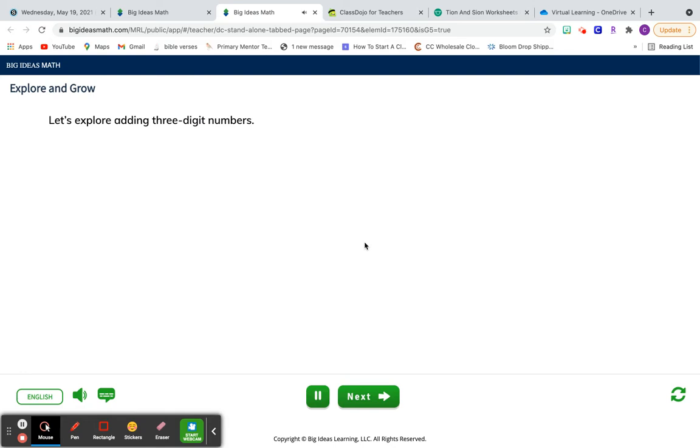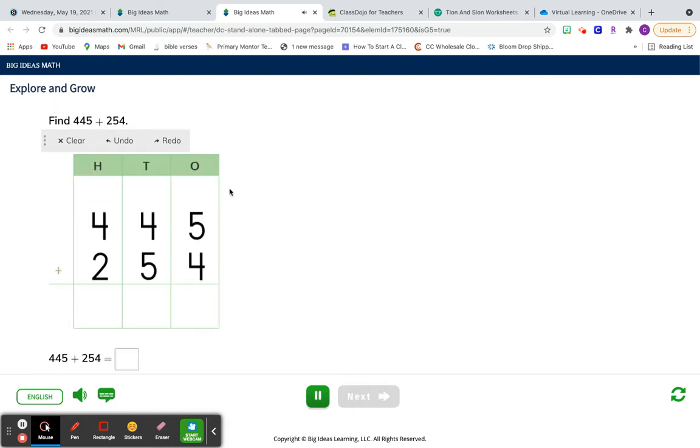Let's explore adding three-digit numbers. Find 445 plus 254. Okay, so when we're adding three-digit numbers, just like when we're adding two, we're always going to start with our ones first with adding. So first we're going to add our ones. 5 plus 4 is 9. So we have no regrouping with that.